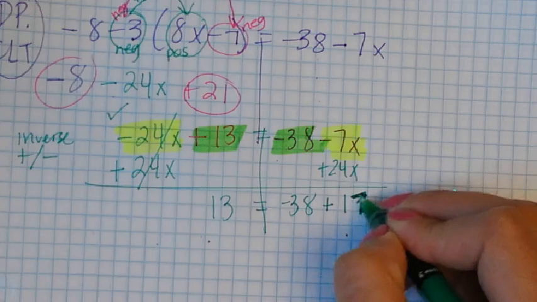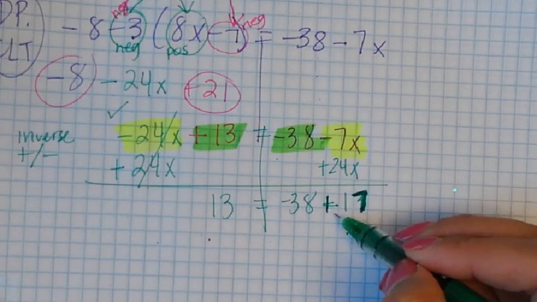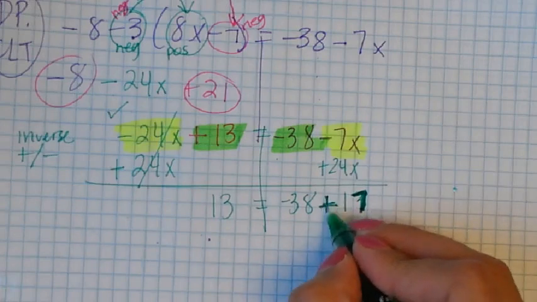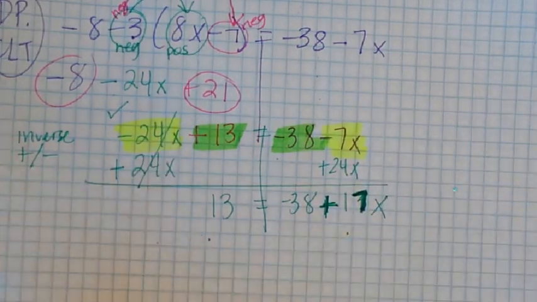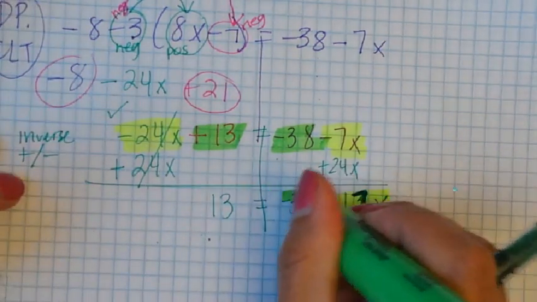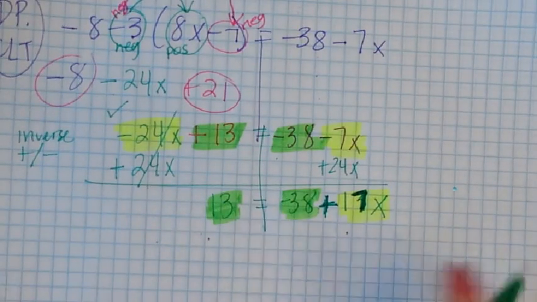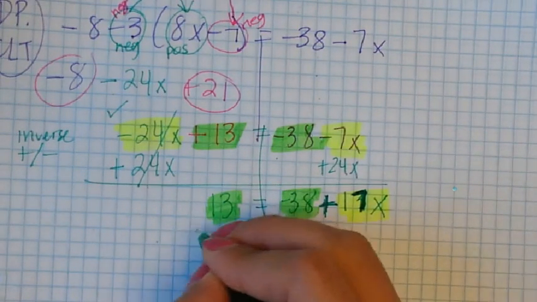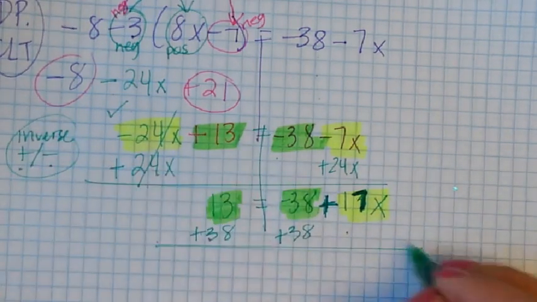I apologize for that. Okay, now I know it's going to be positive because the 24 is larger, so plus 17. Okay, now that I have that, I have my variable term here and my constant term. So now I have to move the constant over here. So plus 38, plus 38. Remember, I'm doing inverse, positive or negative only.